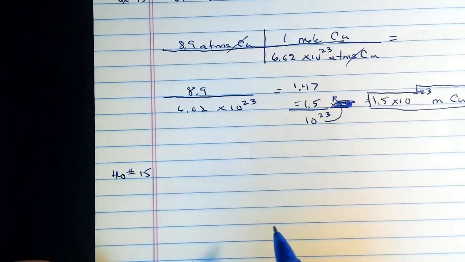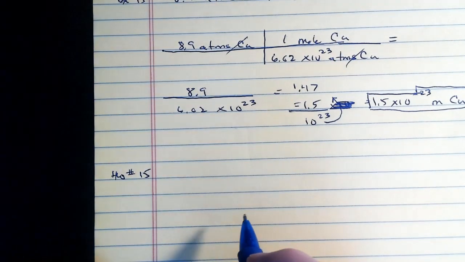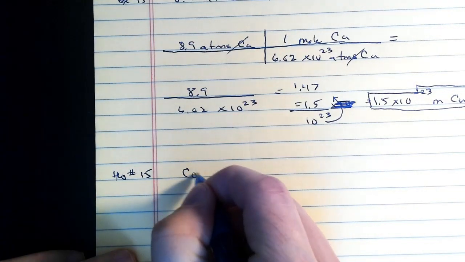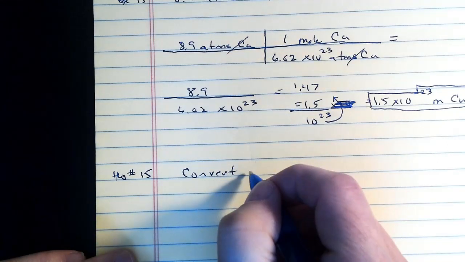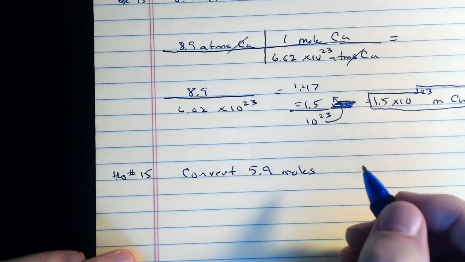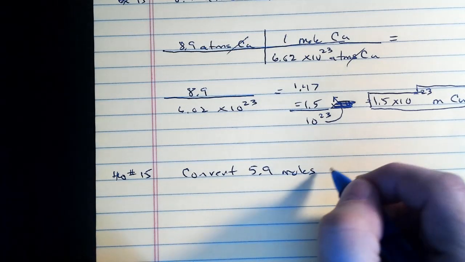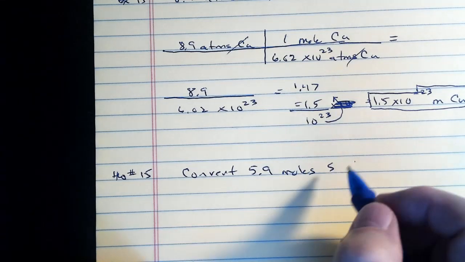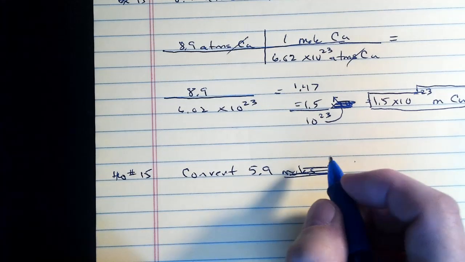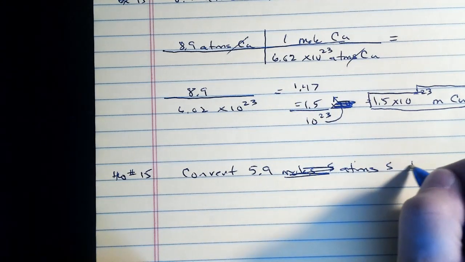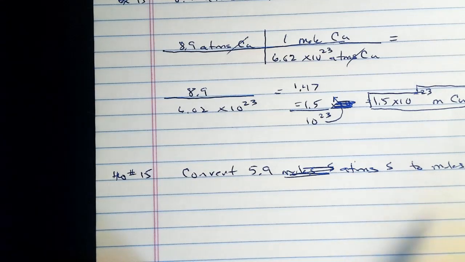Instead of 8.9 atoms of copper, let's keep this still on a simple situation. Convert 5.9 moles, and let's say of sulfur. Sorry, we already did that. Let me back up here a second. Let's convert 5.9 atoms of sulfur to moles. There. So atoms to moles.